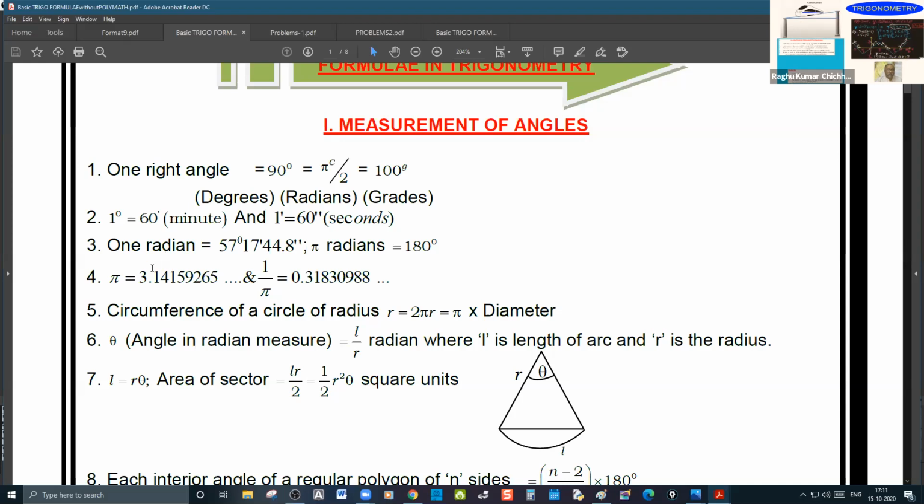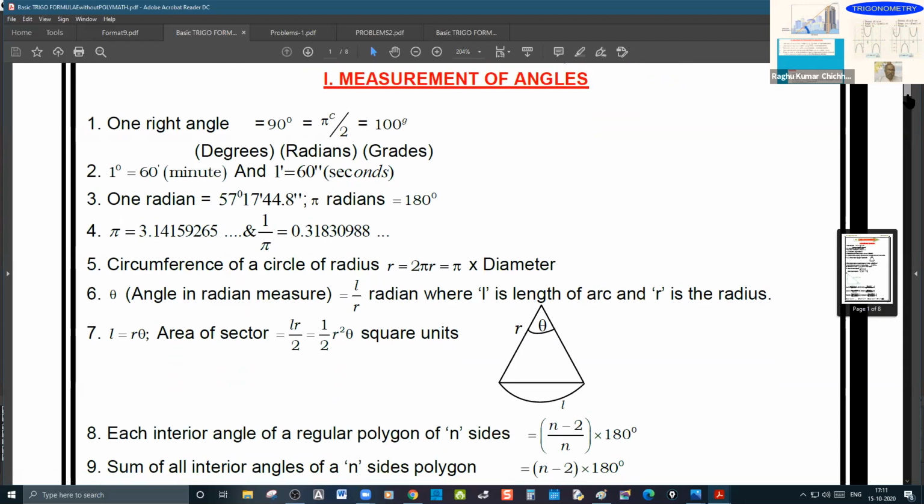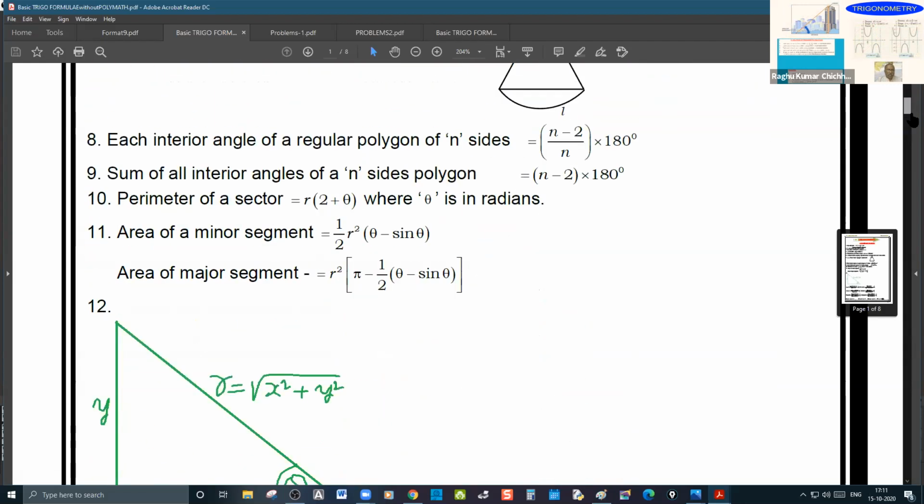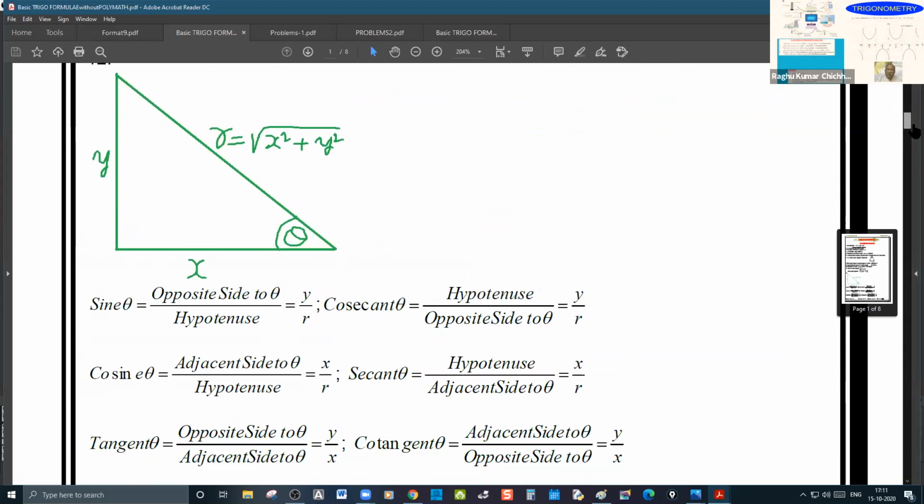And pi is 22 by 7, its approximate value is 3.14. And the circumference of a circle is 2 pi r, and all this you know, and the area of the sector. We will understand this in the other topics also. So let us straight away move on to the trigonometry formulas.